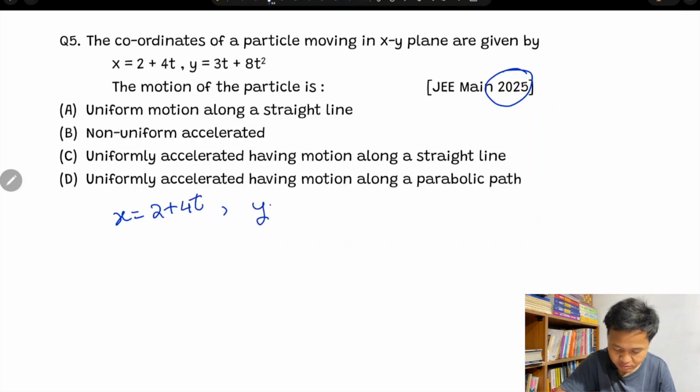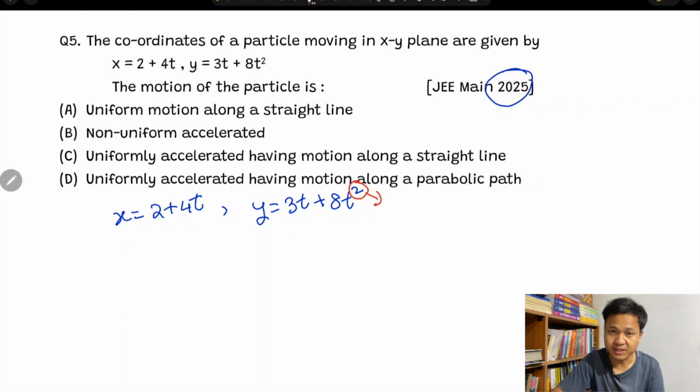And then what is y? y equals to 3t plus 8t square. See, in y you have a power 2. So what does power 2 mean in math? Any equation with power 2 follows a parabolic path. It is a curved path. It is not a straight line. It is non-linear.